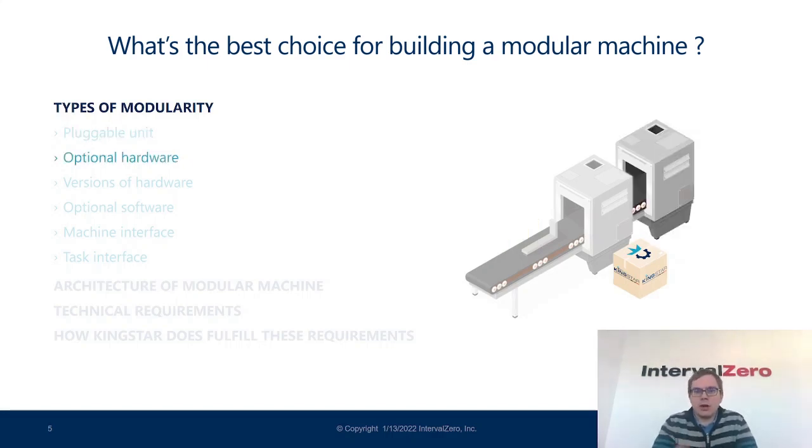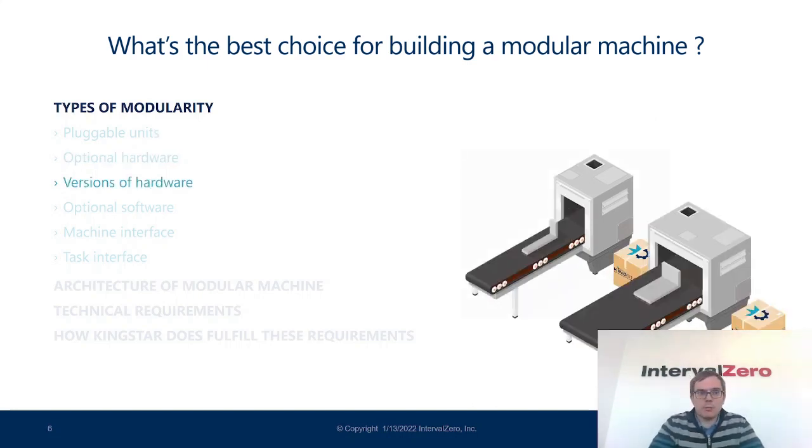The second thing we often see is optional hardware. Optional hardware is when you have a machine that processes a part, creates a part, in PCB, and then you will have options to it, such as engraving, flipping a board, testing a part, or things like that.